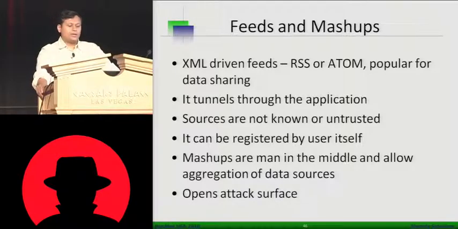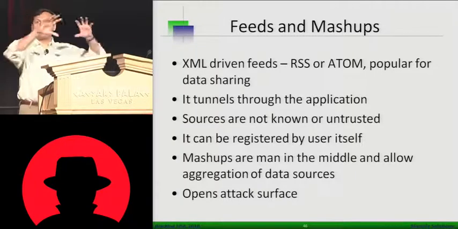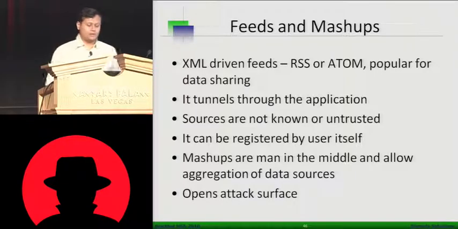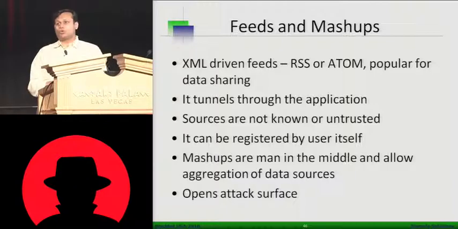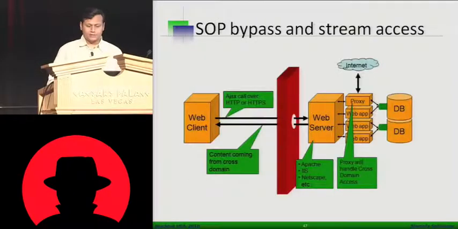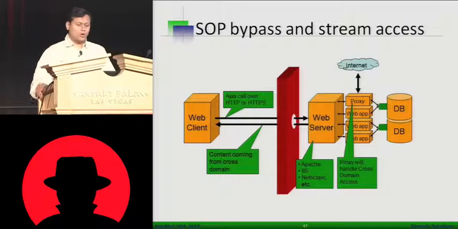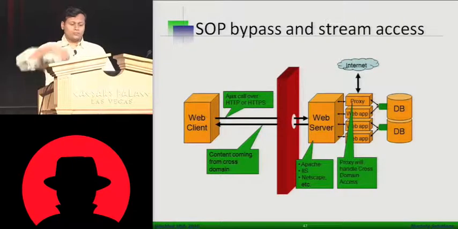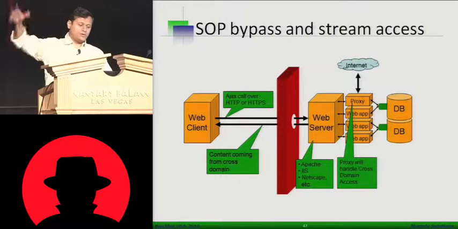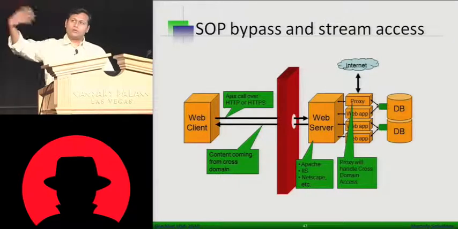And mashups are a man in the middle. Essentially, a mashup application is one application created from multiple applications. So again, a lot of untrusted sources are involved here as well. So this combination essentially opens up the attack surface in a 2.0 application. So over here, what you have is a web client that will make an AJAX call. It will go to the proxy. Proxy will go on the internet, get whatever information you have asked for.